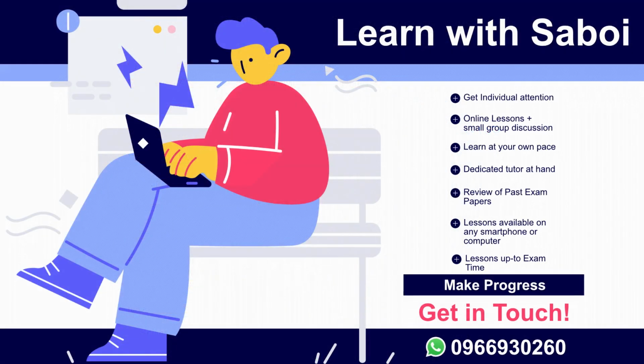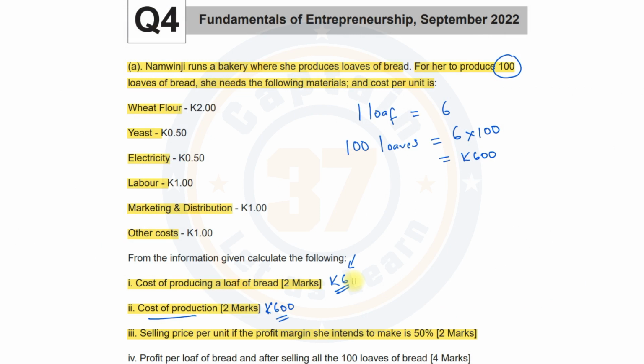In the third part of the question, we are required to calculate the selling price per unit. If the profit margin she intends to make is 50%, so she wants to make a profit of 50%, how much must she sell each unit at? That is what this question is asking. And it is really simple. We know that the cost of production is 6 kwacha. This is how much money she spends to make a loaf of bread. Now she wants to make 50% profit. 50% of 6 kwacha is 3 kwacha.